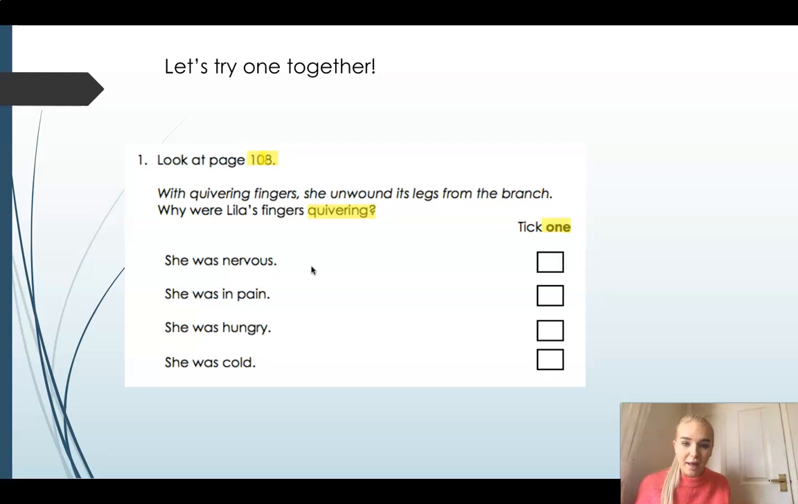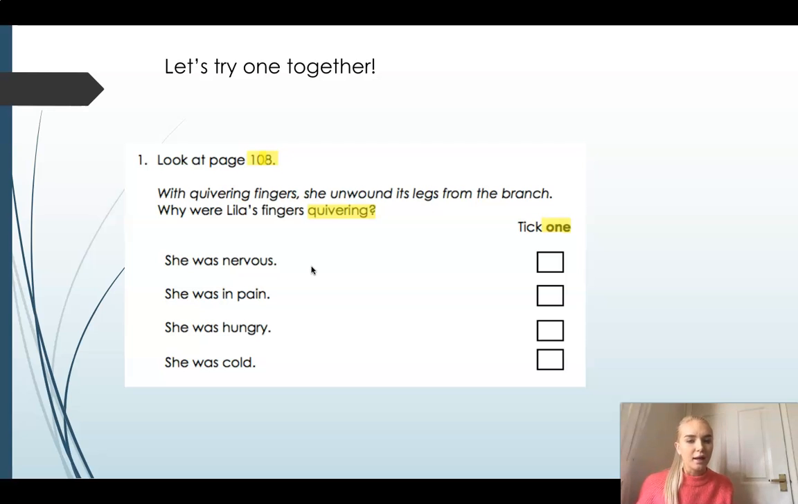And once we've read that, we can start to consider our answers. Before we even look at page 108, I'm thinking to myself, what could the answers possibly be? Thinking of the word quivering, meaning trembling, shaking, those fingers shaking. We're going to read through the answers together, and I want you to be thinking, ooh, could it mean that or could it mean that? Why could it not mean that? So, why were Lila's fingers quivering? Were they quivering because she was nervous, because she was in pain, because she was hungry, or because she was cold?